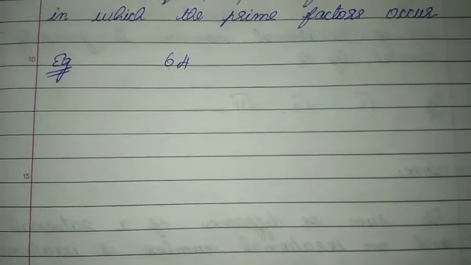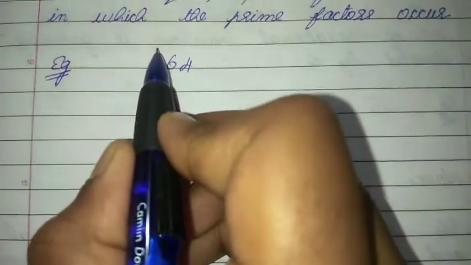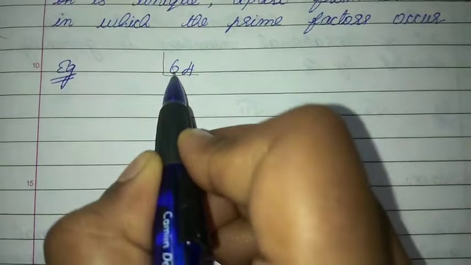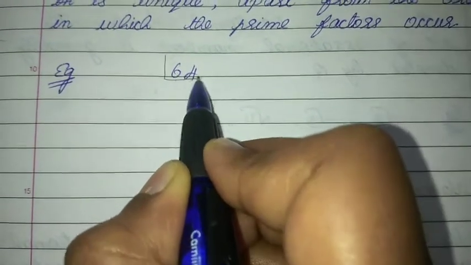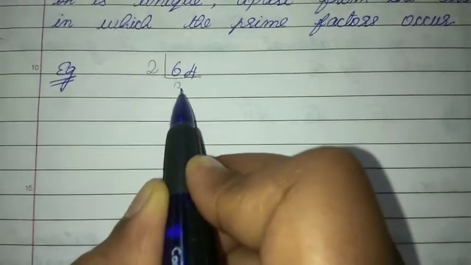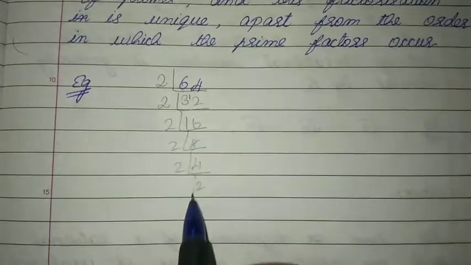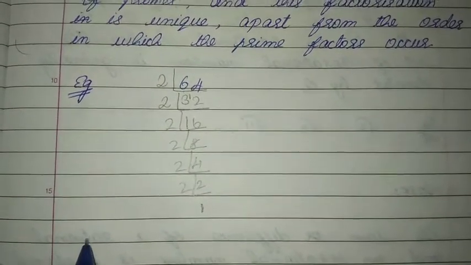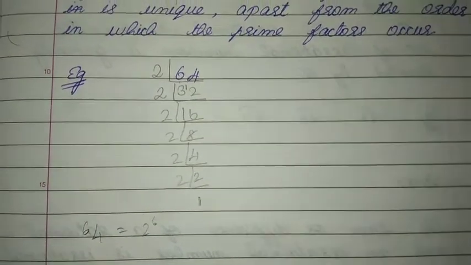Let me give you an example, then we'll move on to the definition. This deals with prime factorization. We know how to take prime factorization. So for 64, I will take only prime factors. I have an even number, so I am taking 2. 2 threes are 6, 2 twos are 4 times. So the prime factorization of 64 is 2 power 6.